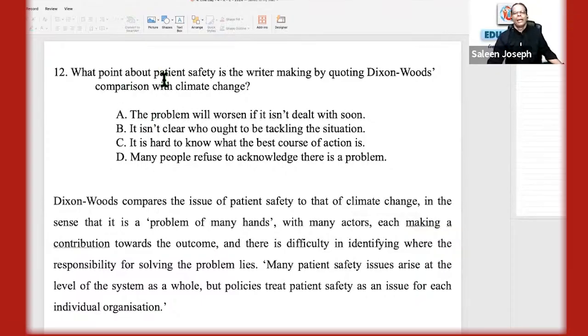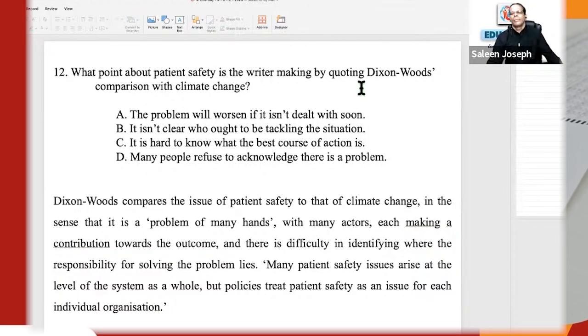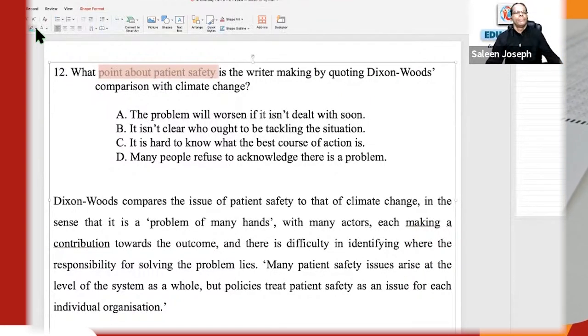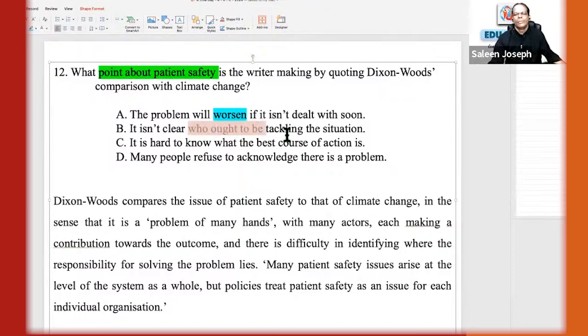Now, what point about patient safety is the writer making by quoting Dixon Woods in comparison with climate change? Point about patient safety in comparison with climate change. They are comparing hospitals, patient safety, and climate change. First option, the problem will worsen if it isn't dealt with soon. Tell me the hedging words. Second one, hedging word is who ought to be doing it. Exactly. Means who has to do it.